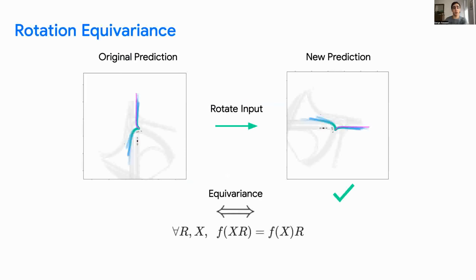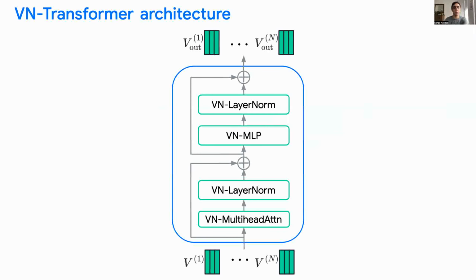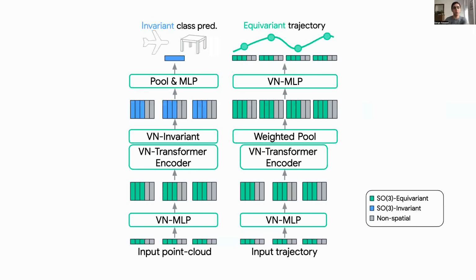For behavior prediction tasks, we want a similar property. If the input scene is rotated, we want the predictions to be identical, but rotated by the same amount as the input. This is known as rotation equivariance. Based on a paper from last year, whose idea is to replace scalar neurons with 3D vector neurons, we propose a rotation equivariant transformer architecture. We use the VN transformer to perform invariant classification and equivariant trajectory prediction.